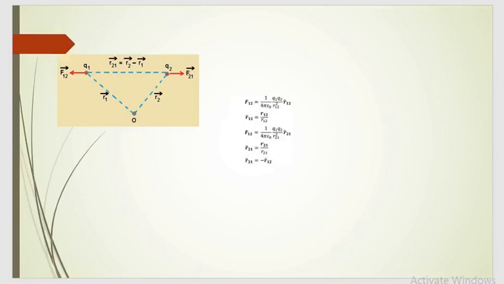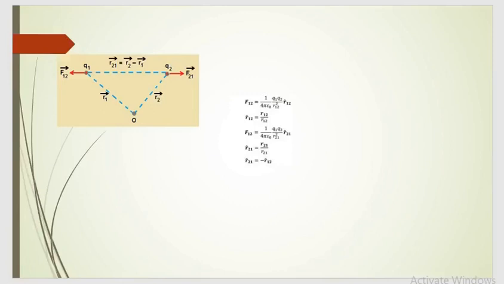Let me repeat. We consider epsilon naught as 8.85 into 10 raised to minus 12 coulomb square per Newton meter square. We consider Q1 and Q2 both are 1 coulomb. We consider R is equal to 1 meter. Then after substituting all these values, F will become 9 into 10 raised to 9 Newton. In this way, we can define the value of 1 coulomb.